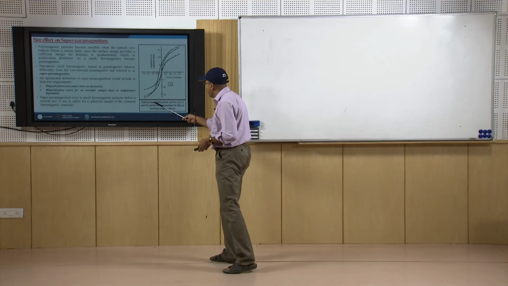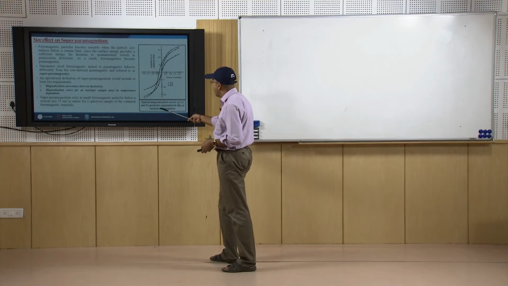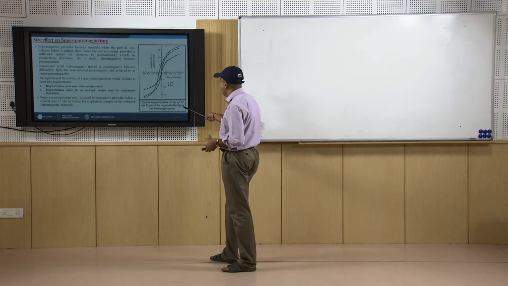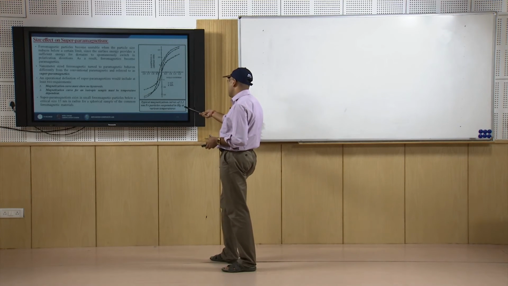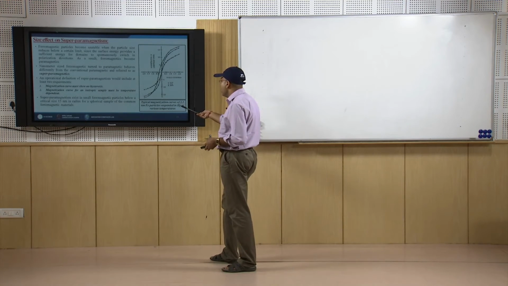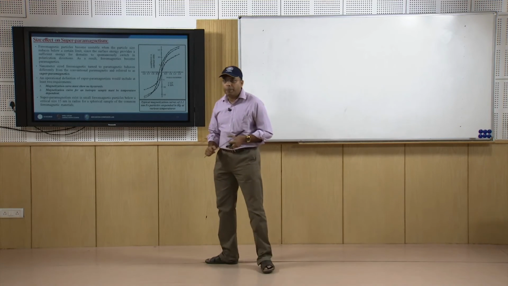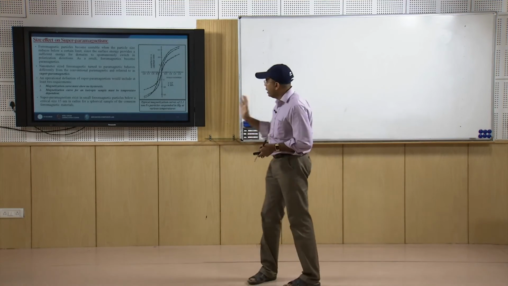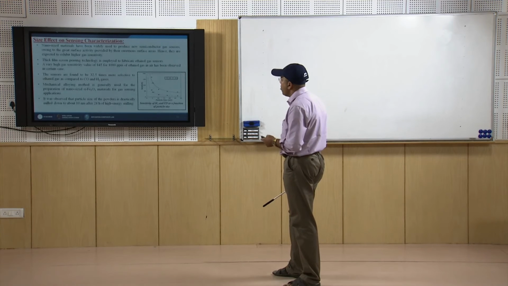So, here are the typical paramagnetism curves of 2.2 nanometer iron particles suspended in mercury at various temperatures. It has been shown in this particular case.